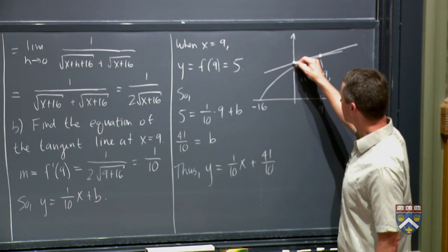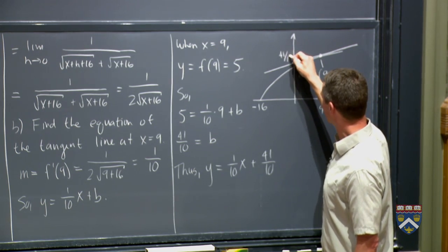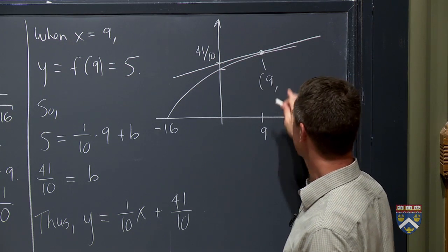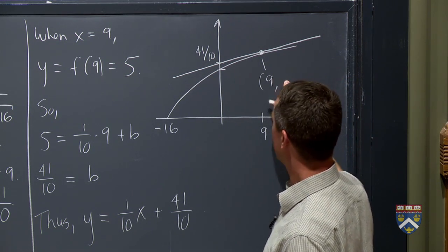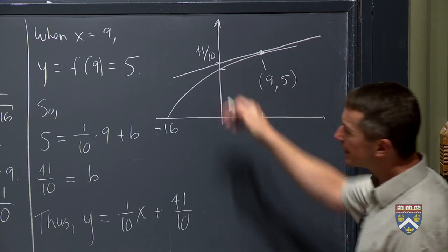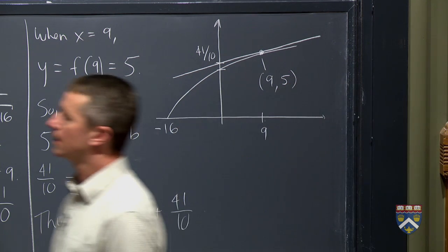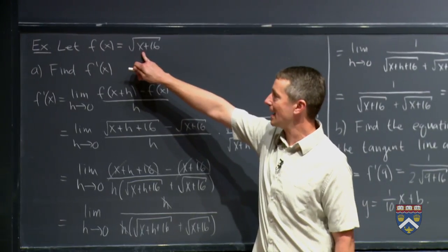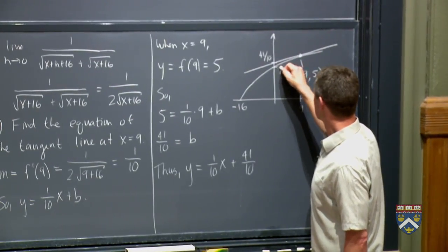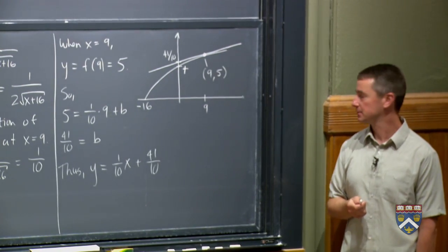So where the tangent line crosses the y-axis is 41/10. And just to confirm, we figured out that when x was 9, y was 5. Where did the original function cross the axis? That would be if we plugged in 0 for x there, we get the square root of 16, which is 4, which you can confirm is not the same as 41/10, is a little bit less than 41/10.